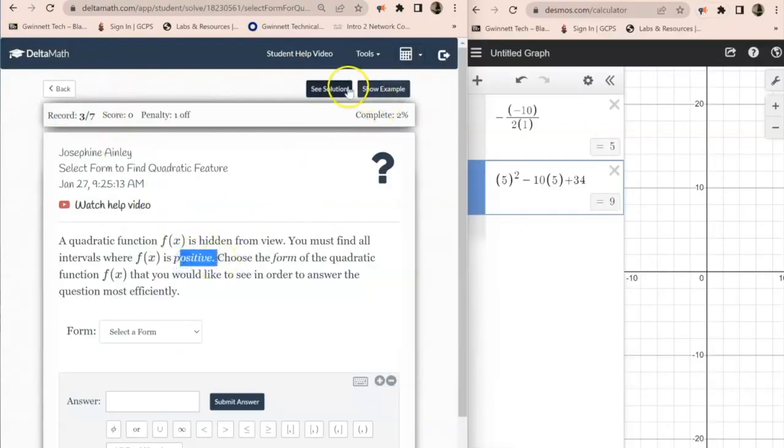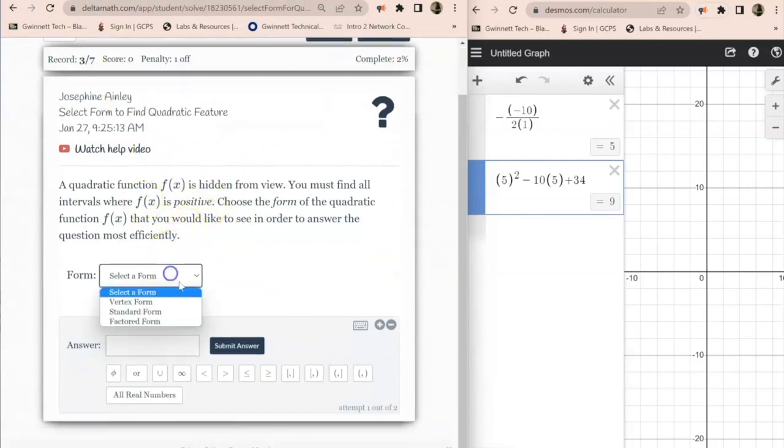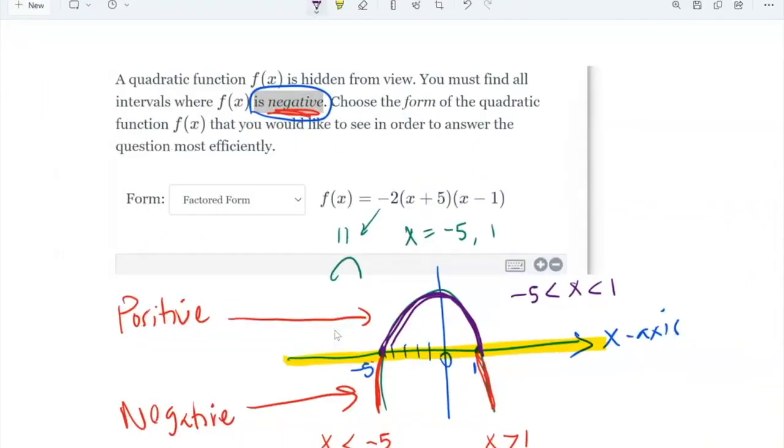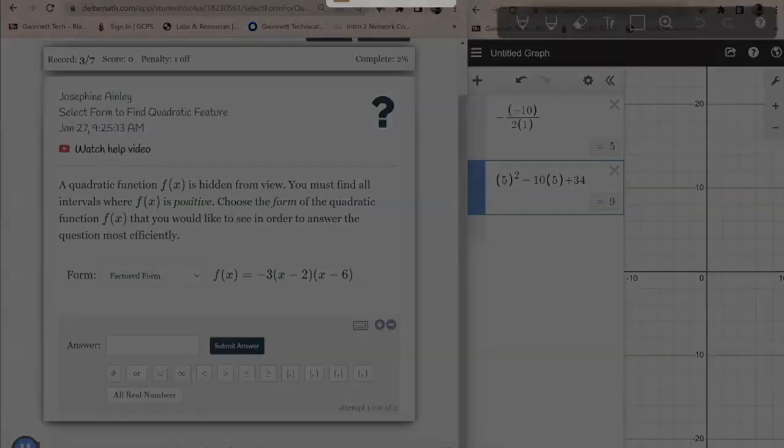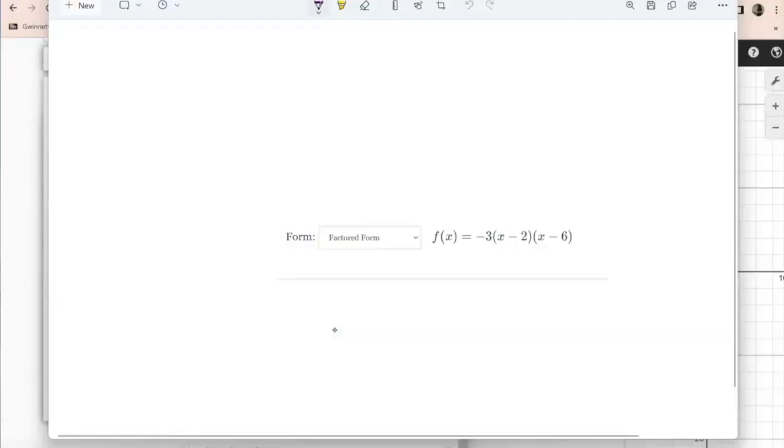All right, we did negative and positive. I'll do another question of this just to make sure. We just did this, but we won't do this again. So again, it was factored form, okay? From factored form, we're going to get our x-intercepts and whether it's a minimum or maximum. So let's look at the question.